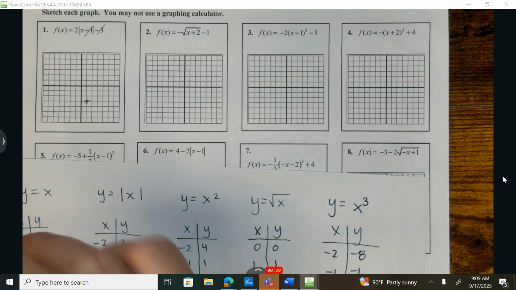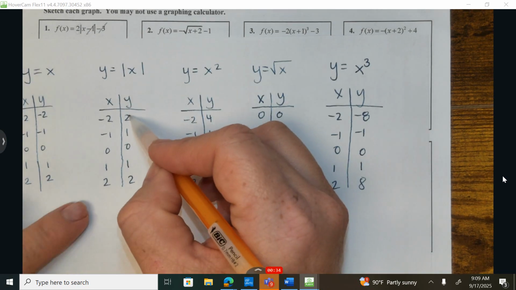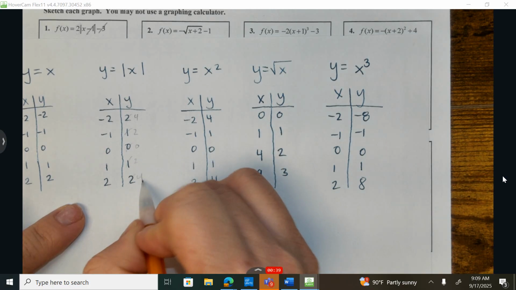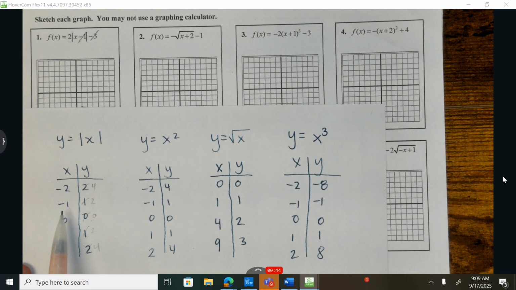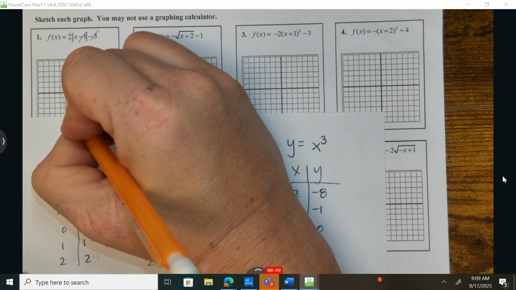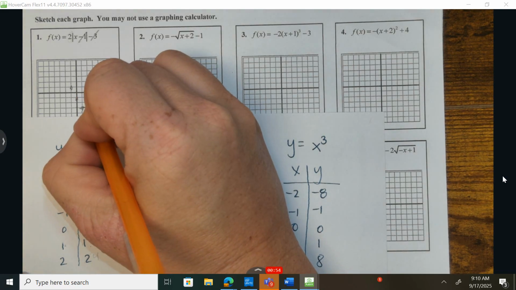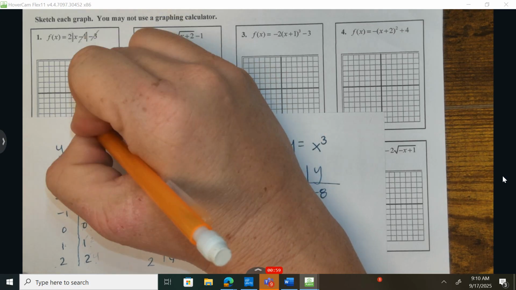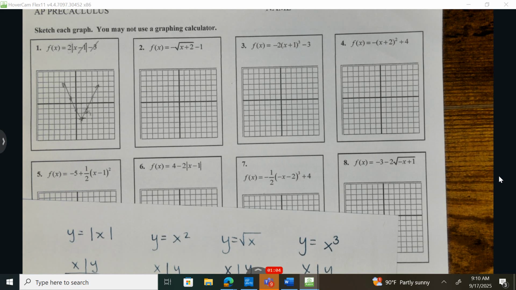Okay, next up, this is going to be multiplied by the y's. So I'm going to multiply this by 2 to get 4, 2, 0, 2, and 4. Now when I look at this point, this is like my 0, 0. So I'm going to go left 1 and up 2, left 2 and up 4, and right 1 up 2, oops, sorry, right 2 up 4. Okay, then use that straight edge and make sure I can see those dots. We've completed number 1.